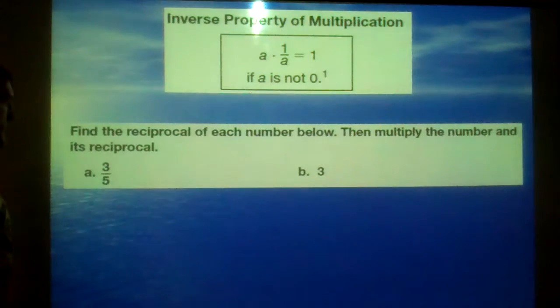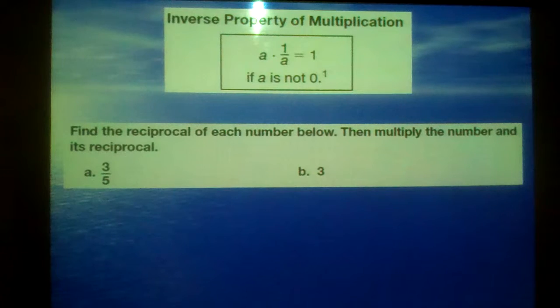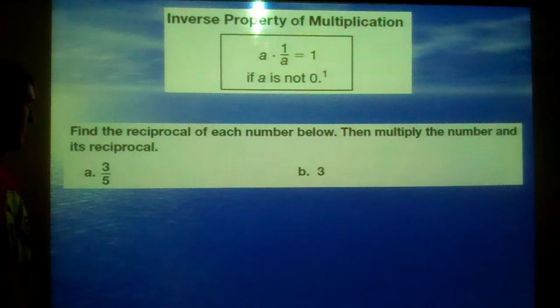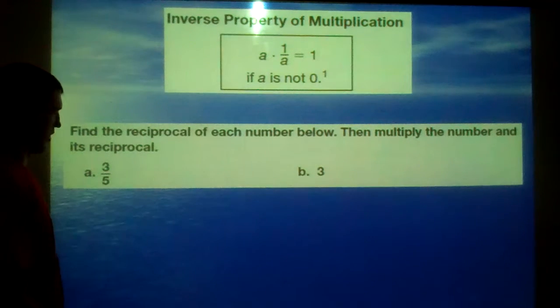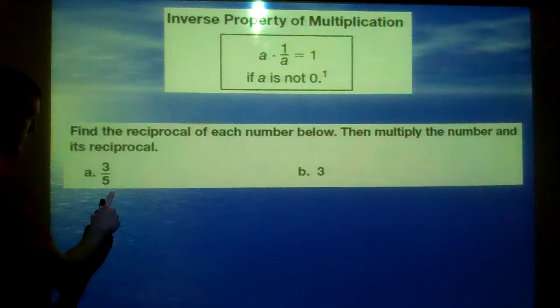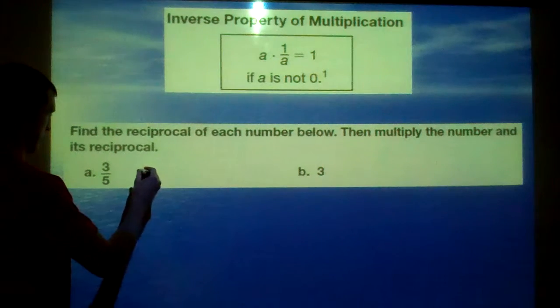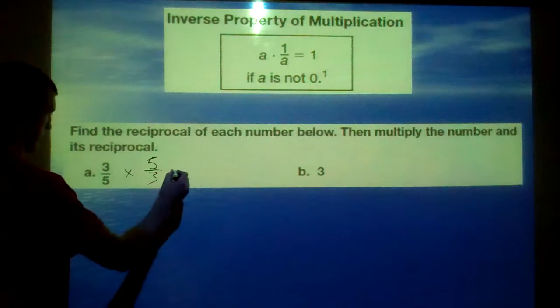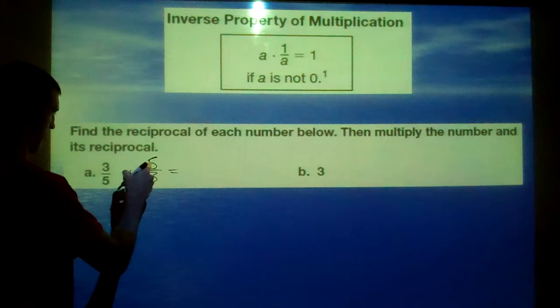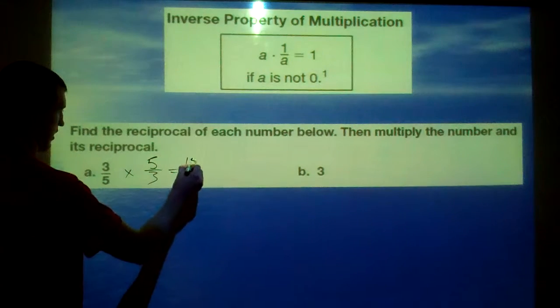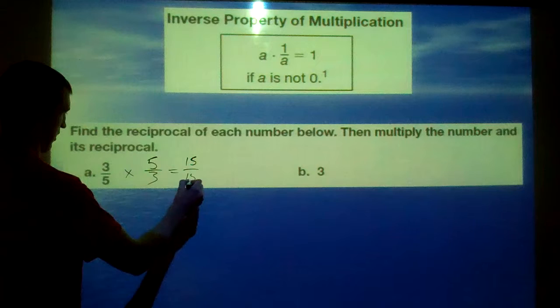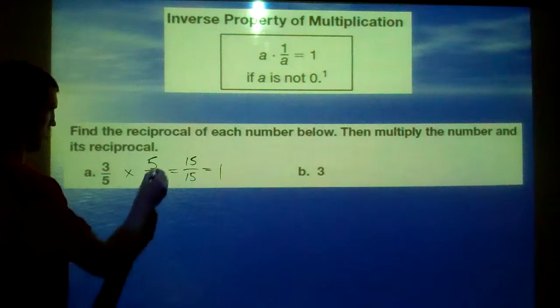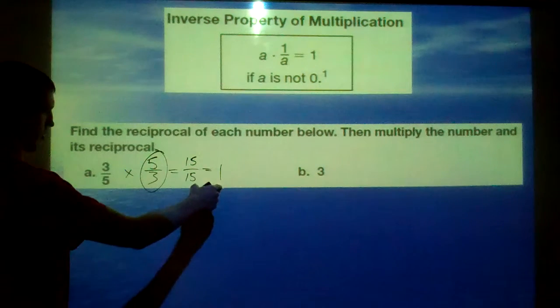Alright, so this one says find the reciprocal of each number below, then multiply the number and its reciprocal. Well, we already know that if we multiply by the reciprocal, we should get 1. So let's do it anyway. 3 over 5 has a reciprocal of 5 over 3. If we multiply those two, 3 times 5 is 15, 5 times 3 is 15, we get 1. So reciprocals multiplied together get 1.